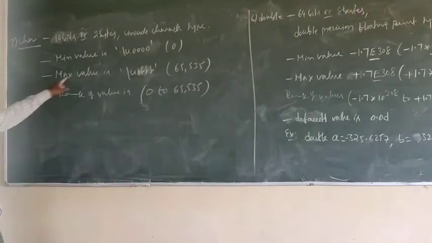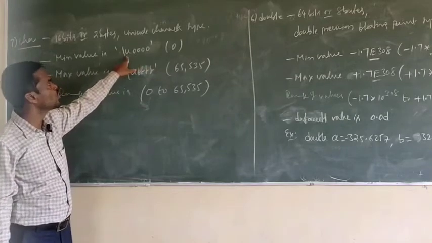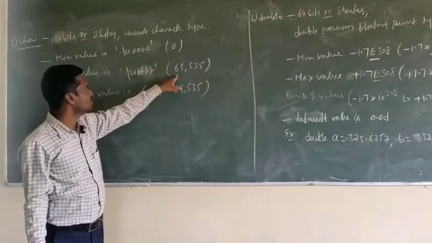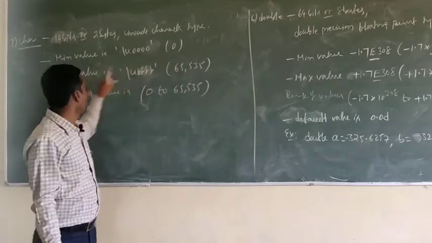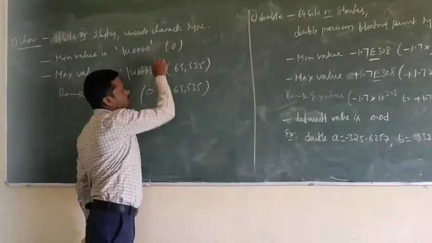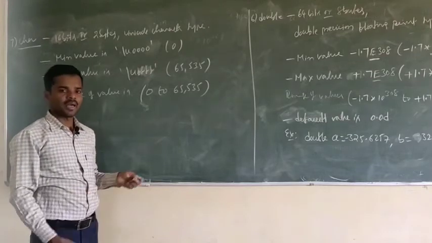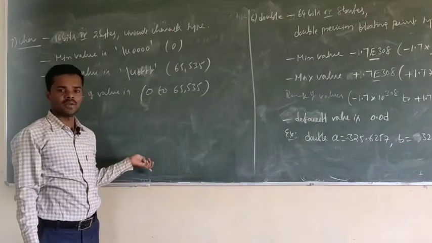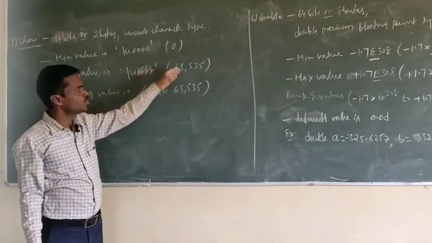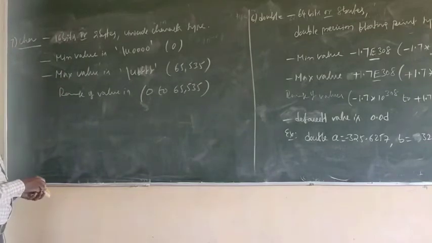So character can be represented in what? In single quotes, and this is the minimum value for Unicode character, and the maximum value is this one, that is minimum value is 0 and maximum value is 65,535. Basically characters will also be stored in the form of numeric type, because characters are stored in the form of ASCII value. ASCII values are numeric type. So that is the range of values from 0 to 65,535.